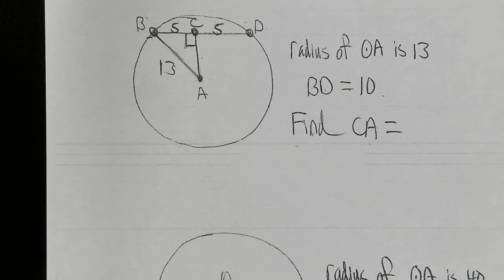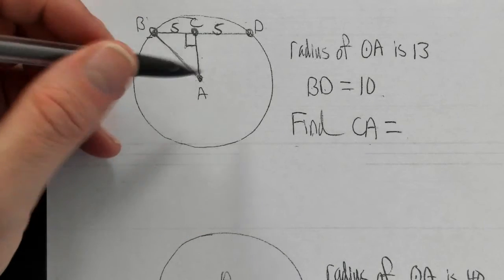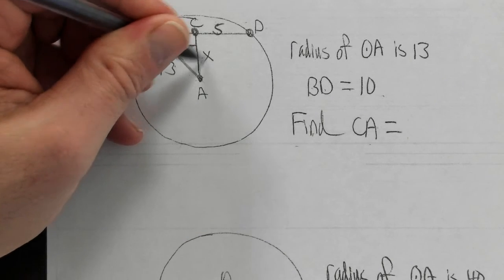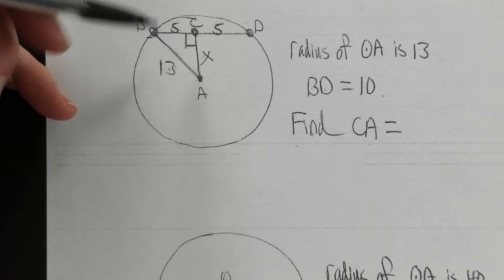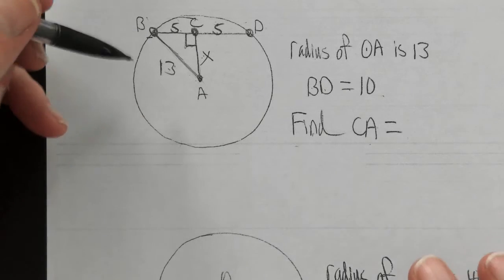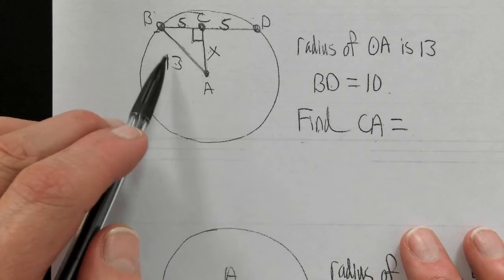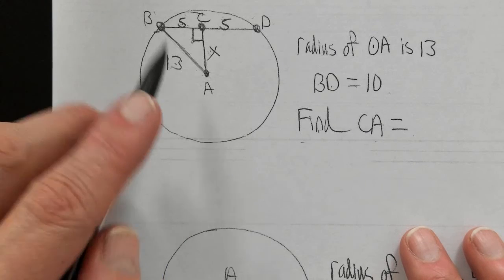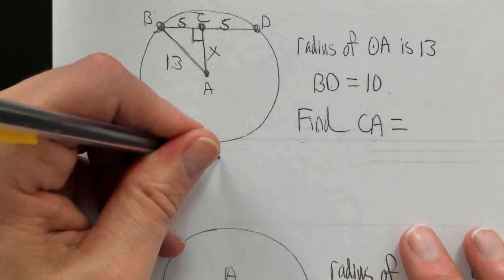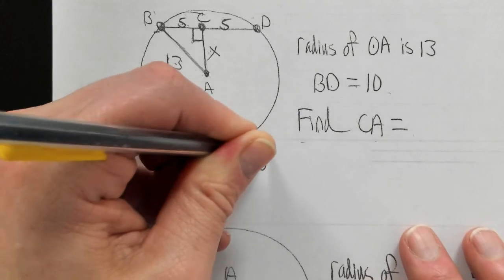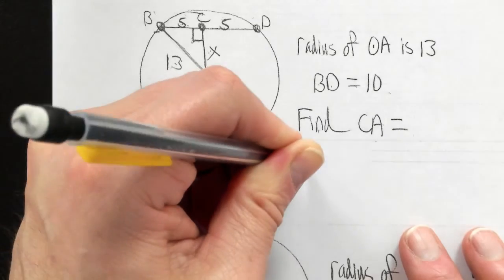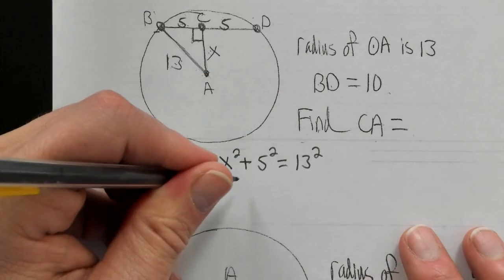All right? So what are we trying to find? We're trying to find CA. So this is the part that's missing. How are we going to do it? Now you should be able to see that we can just use A squared plus B squared equals C squared. All right? Which one's the hypotenuse? The hypotenuse is C, which is 13. So when I write it in, it's going to be X squared plus 5 squared equals 13 squared. The hypotenuse is always C.